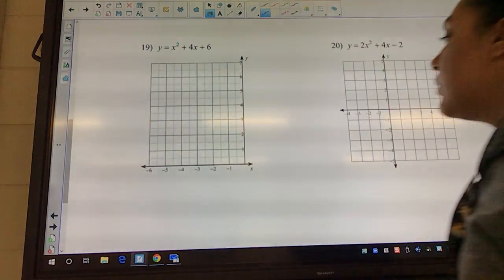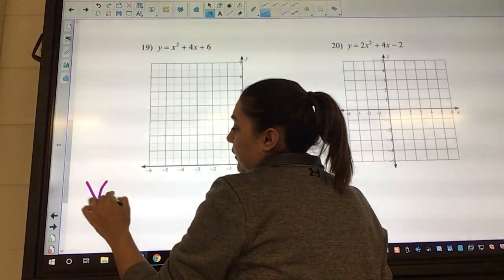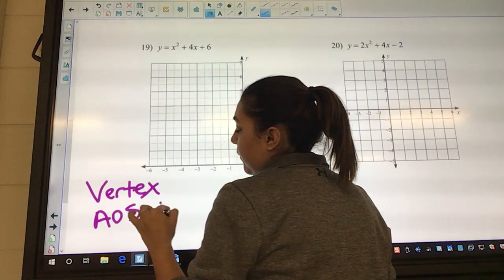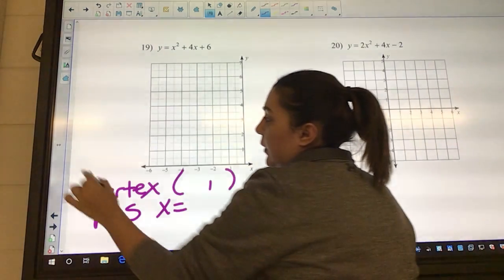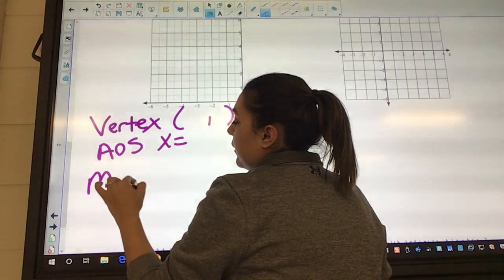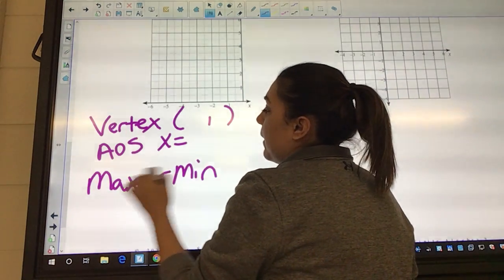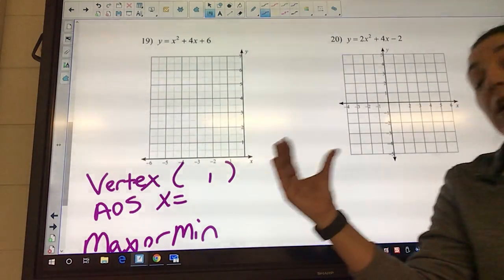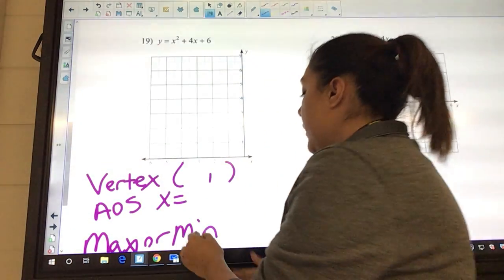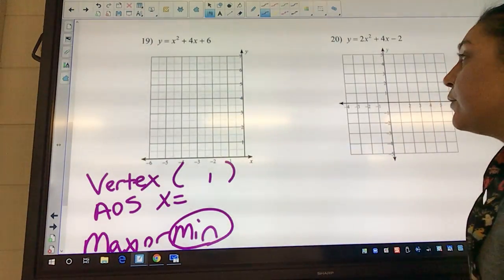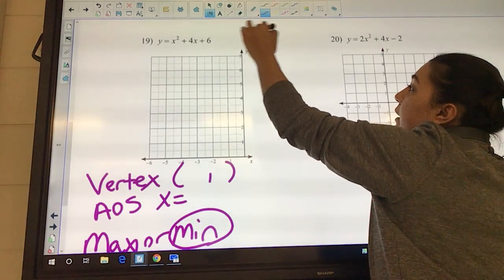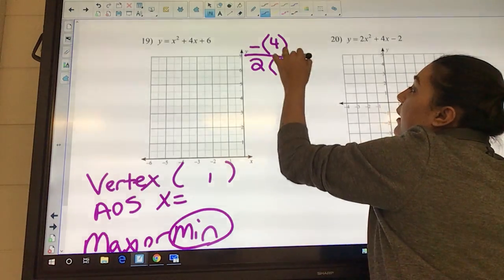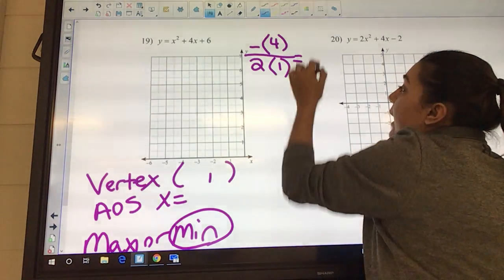Okay, last one. So 19, we say vertex, axis of symmetry, max or min. We know that a is 1, and so it's going to open upwards, and so it's going to have a minimum. And then we can find our vertex and stuff. So I got negative b, which is 4, over 2 times my a, which is 1. And so it's going to output negative 2.